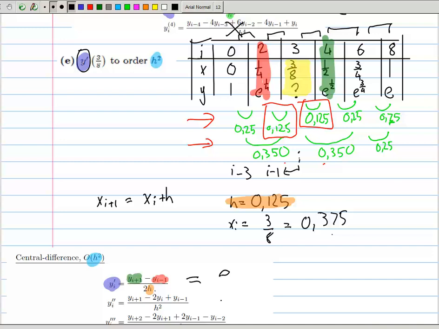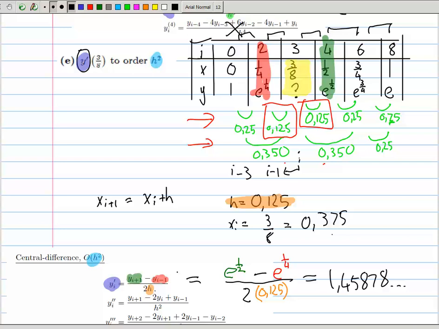So y_{i+1}, we have got e to the half, minus y_{i-1}, which is e to the quarter. And we divide that through by 2 times our h, which is 0.125. Punch that into your calculator, and you should get 1.45878. And it does continue.